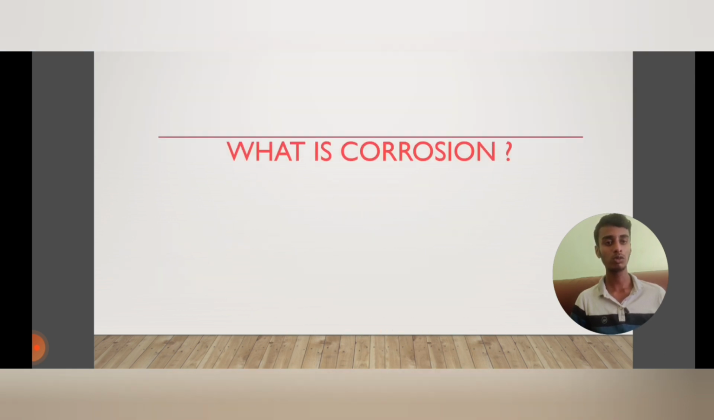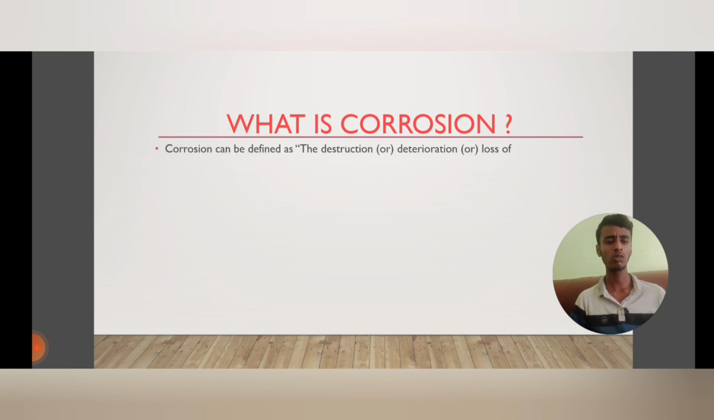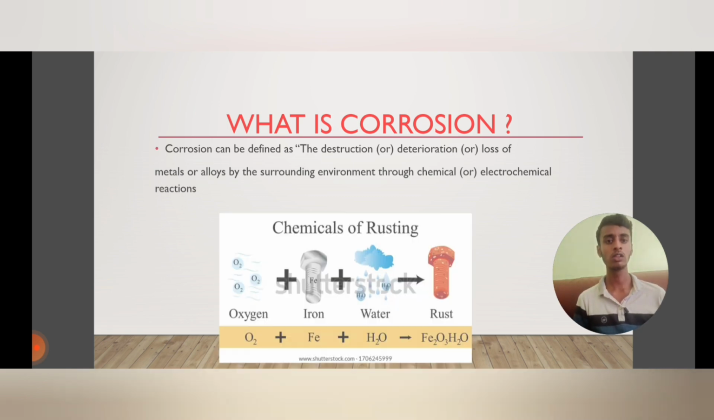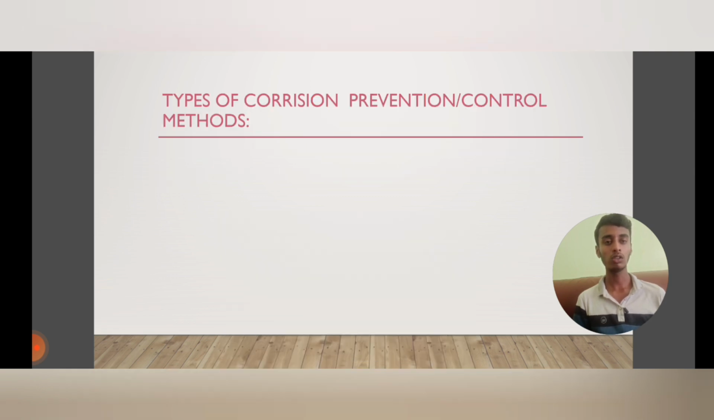Now, what is corrosion? Corrosion can be defined as the destruction or the loss of metal or alloy by the surrounding environment through chemical or electrochemical reactions. Now you can see in the picture how iron is converted into rust. To convert into rust, oxygen and water combine with the iron and it is converted into rust. Now we'll go to the main topic, prevention or control methods.